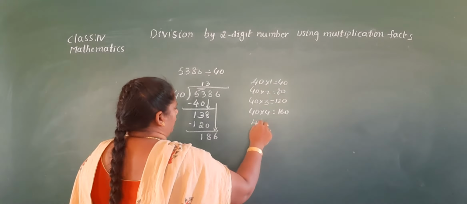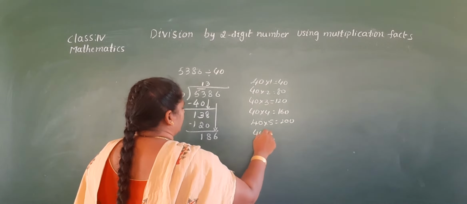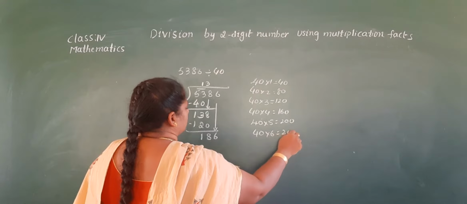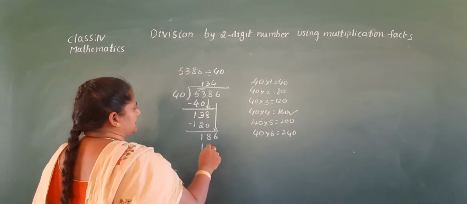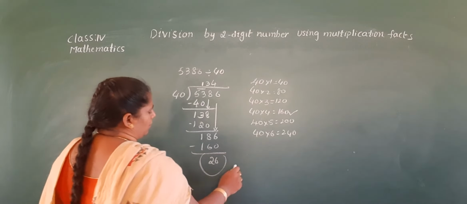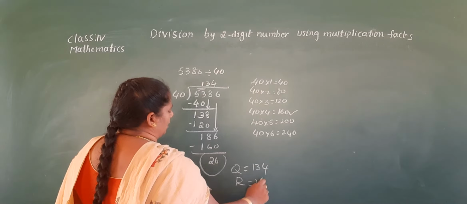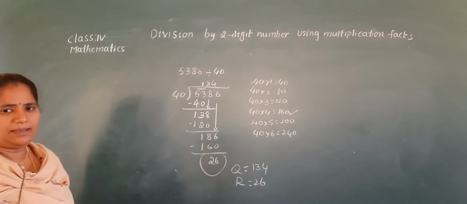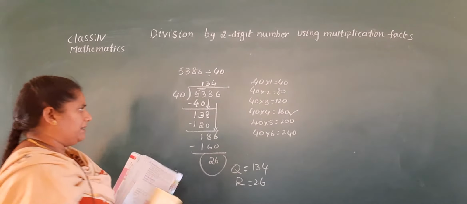186. So 40 into 5, 200. 40 into 6, 6 fours are 24, 240. So 4 times only is the nearest number. Now 26. So the quotient equals 134 and the remainder equals 26. Okay, ma? So like this we have to solve the problems in the long division method.